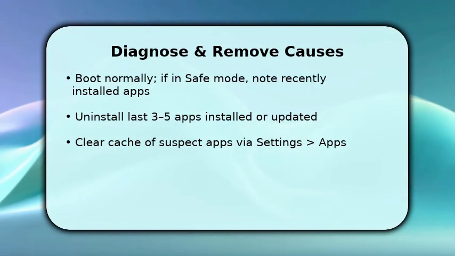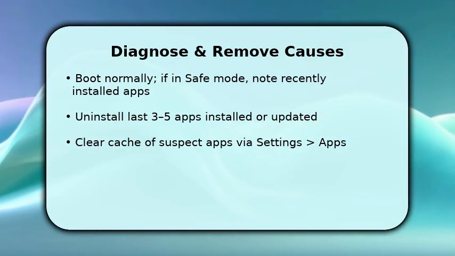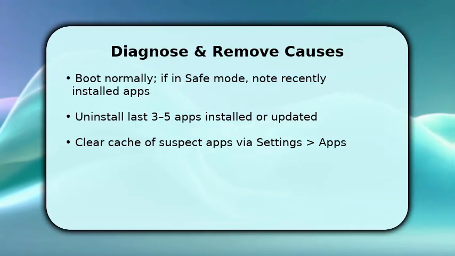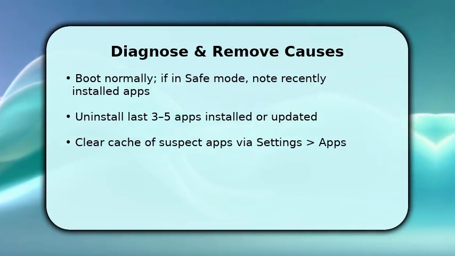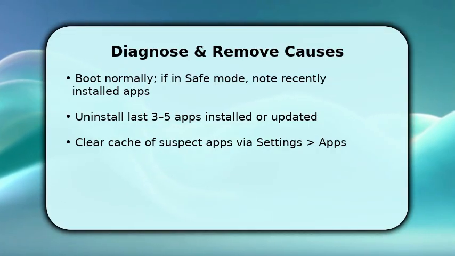If the phone still boots into safe mode, you proceed to diagnose. Go to Settings, then Apps, and sort by install date to see recent entries. Uninstall the last 3 to 5 apps you added or updated because conflicts often cause safe mode.